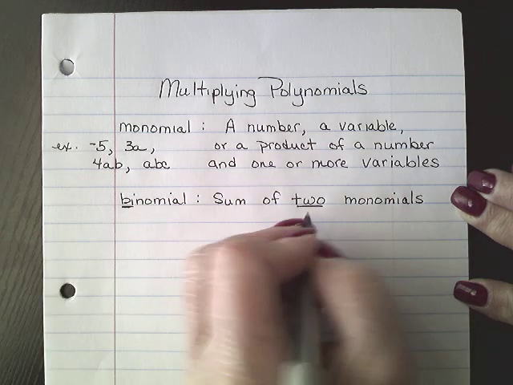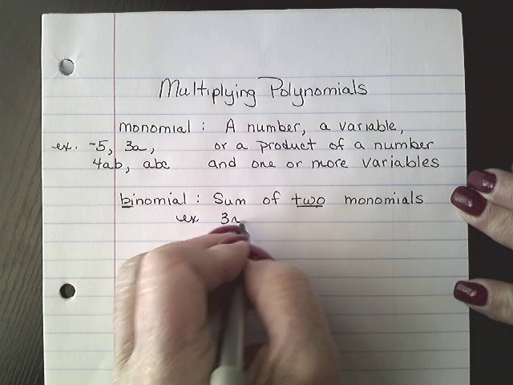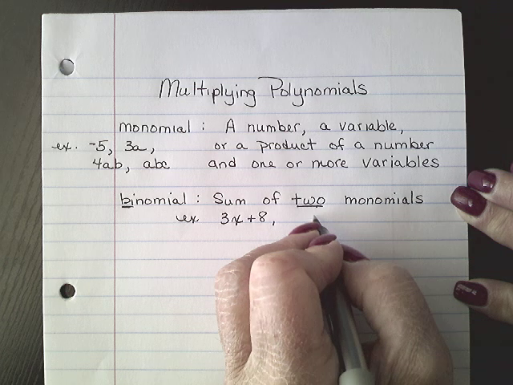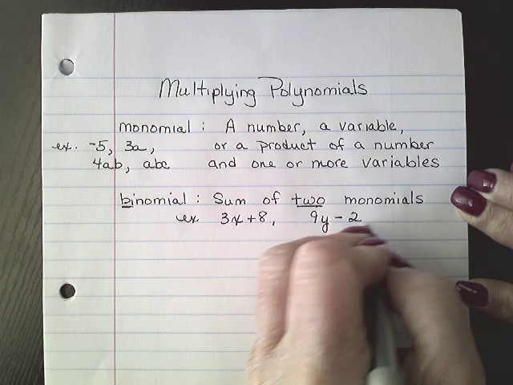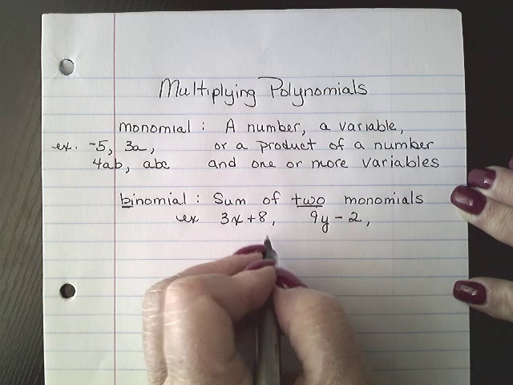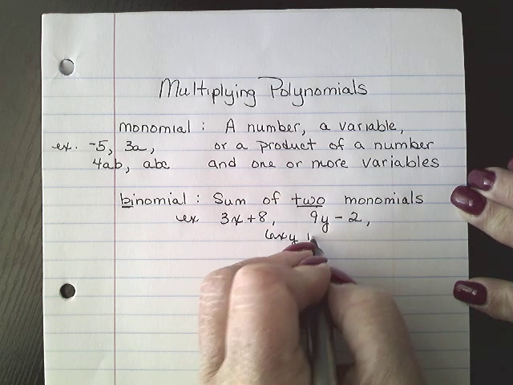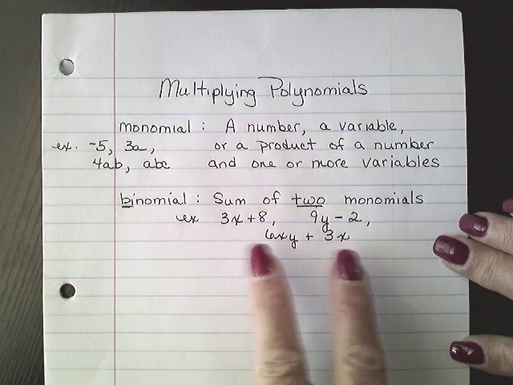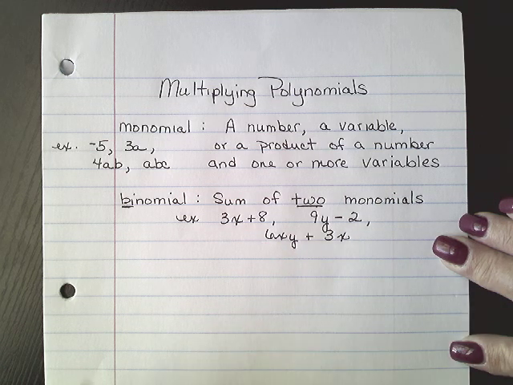Bi means two. So examples of that could be 3x plus 8. We could say 9y minus 2. We could say 6xy plus 3x. Those would all be binomials. There are two of them separated by the plus sign.